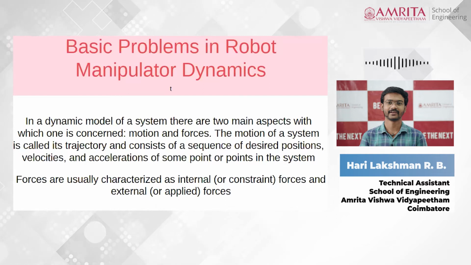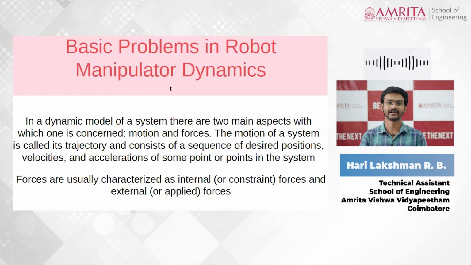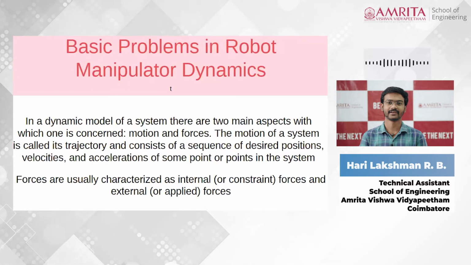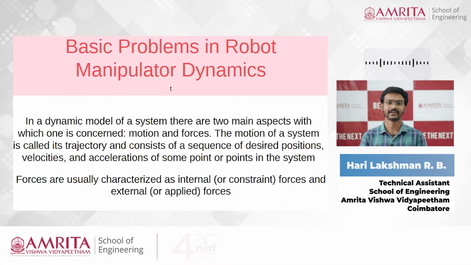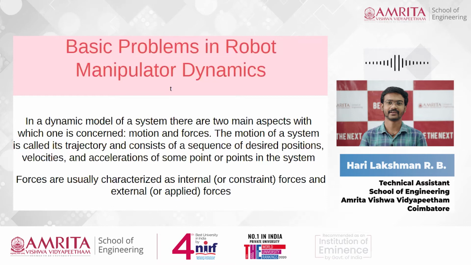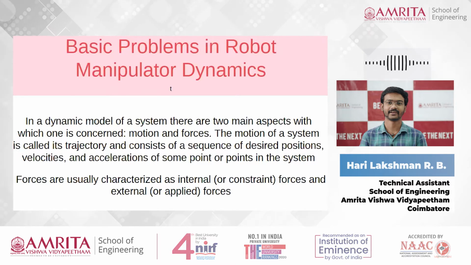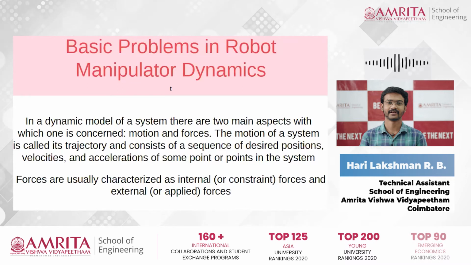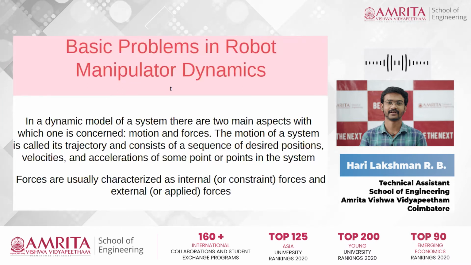So in a dynamic model of a system, there are two main aspects with which one is concerned: motion and forces. These two are the basic aspects of a dynamic model of a system. The motion of a system is called its trajectory and consists of a sequence of the desired positions, velocity, and accelerations of some point of the system. And forces are usually characterized as internal forces and external forces.